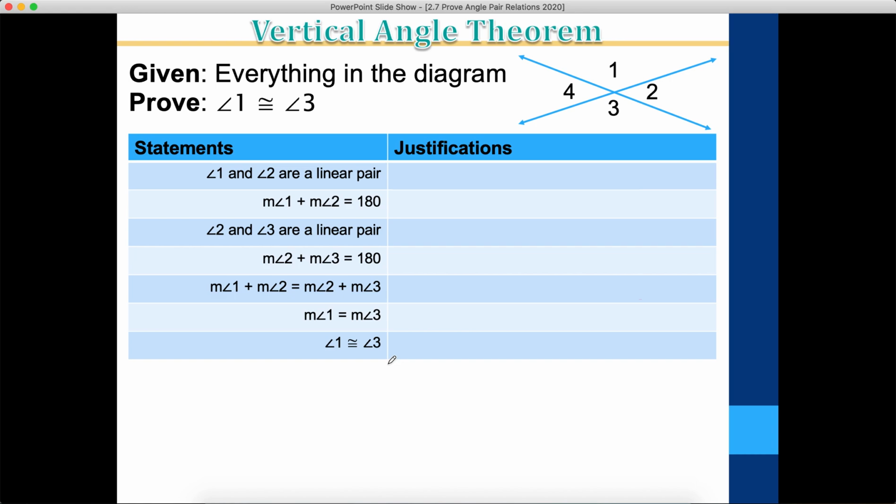The vertical angle theorem. This is something that, the year's 2020 right now, if you're watching this from the future, in 2020, we proved this via Kahoot, via a game. That went quite well, I think.